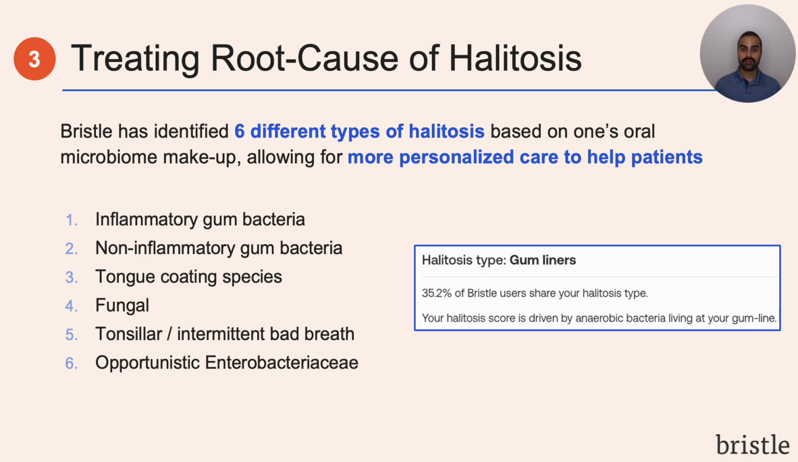In addition to the 0 out of 10 halitosis score, we go a step further and actually categorize the patient's halitosis into predominantly one of 6 different types, and that's based on the microbiome profile, ultimately allowing you to better personalize their care. So let's say if a patient's bad breath is largely driven by anaerobic bacteria living beneath the gum line, things like flossing and cleanings will be far more effective interventions than with a patient who has primarily tongue-coating species, where something like tongue scraping 2 or even 3 times a day is going to be most effective.